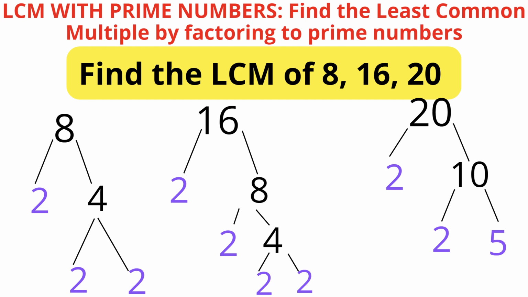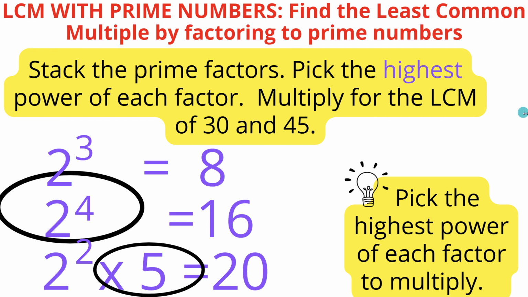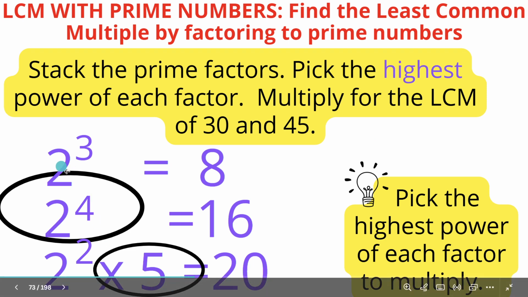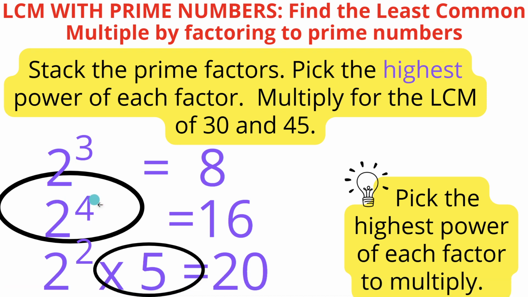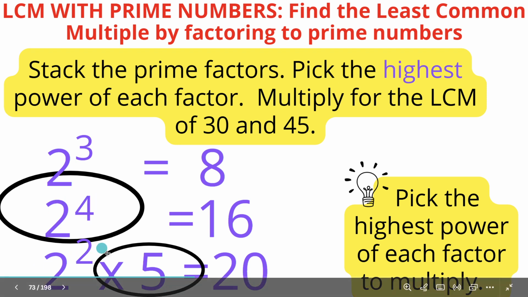Look at 20. 2 times 10. 2 is a prime number, 10 is not. 10 factors down to the prime numbers, 2 times 5. 2 times 2 times 5 is 20. We're going to stack each set of prime numbers for each of our numbers. We're going to have 2 to the 3rd power, 2 to the 4th power, 2 to the 2nd power, and then one of the numbers had a prime number of 5.